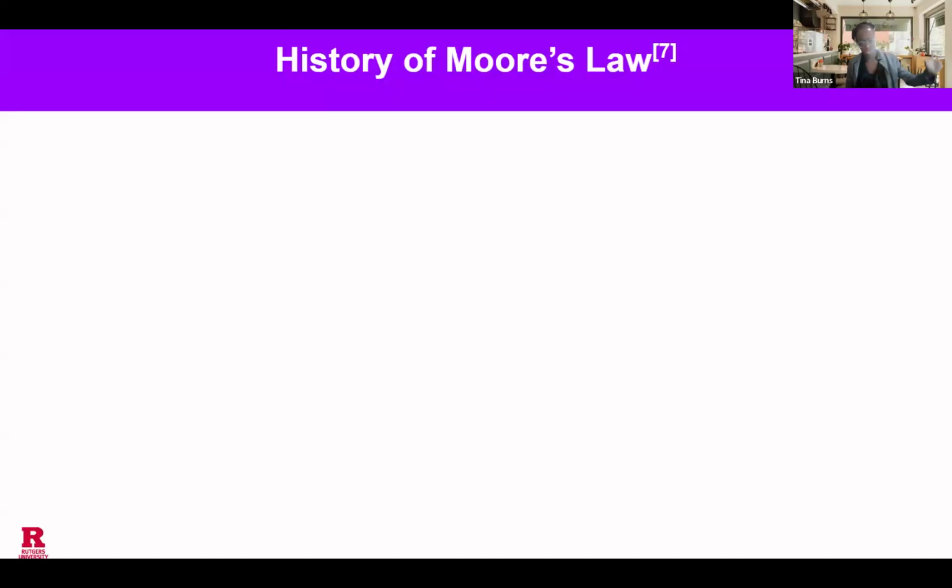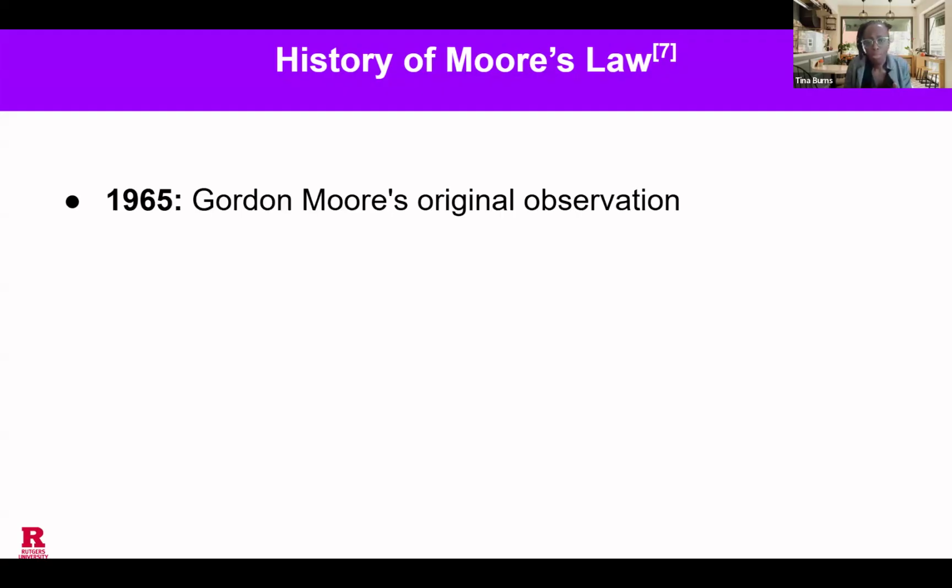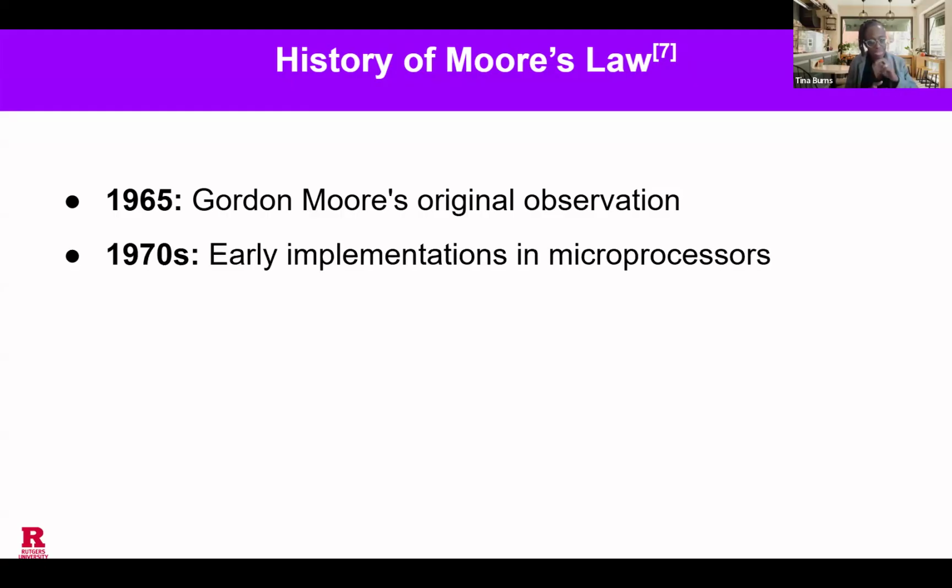So let's talk a little bit about the history of Moore's Law, right? It was developed by Gordon Moore from his original observation of transistors and computers overall in 1965, and then in the early 70s, it was really implemented into microprocessors. So that's where you see the expansion and growth of these computers, right? If I know that I can double the transistors in there, that means I'm going to vastly improve my processing and the functionality of my computer.